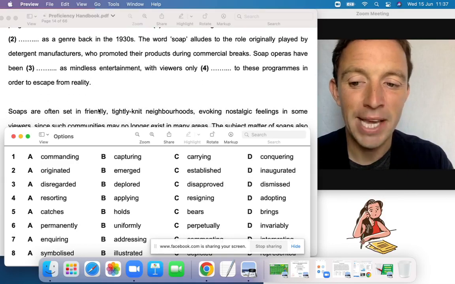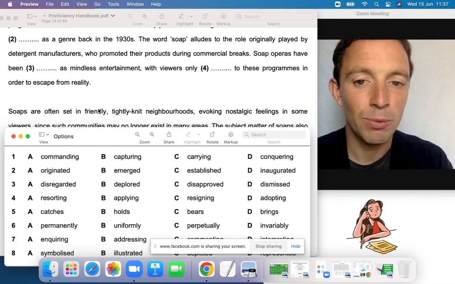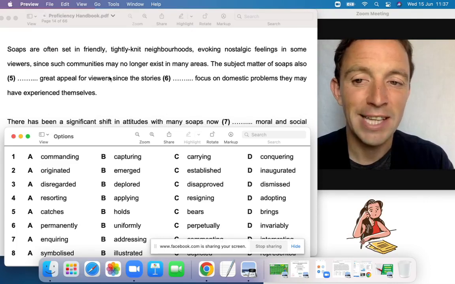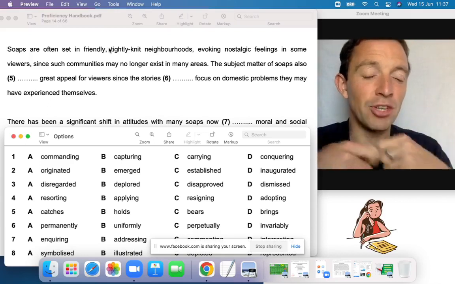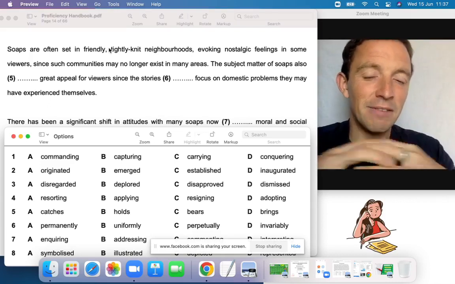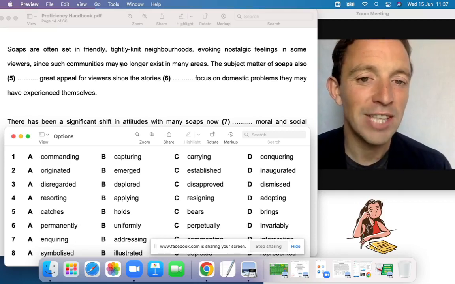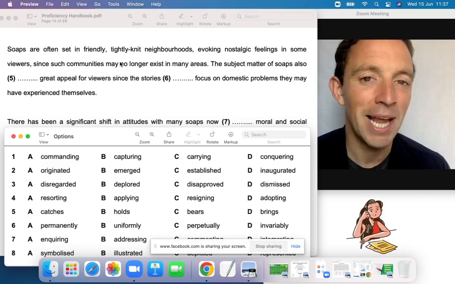The word soap alludes to the role originally played by detergent manufacturers who promoted their products during commercial breaks. Soap operas have been dismissed as mindless entertainment, with viewers only resorting to these programs in order to escape from reality. Soaps are often set in friendly, tightly knit. That's very good vocabulary. Remember, the verb to knit is to make a jumper, but if it's tightly knit, it's very connected, interconnected. Tightly knit neighborhoods evoking nostalgic feelings in some viewers, since such communities may no longer exist in many areas.